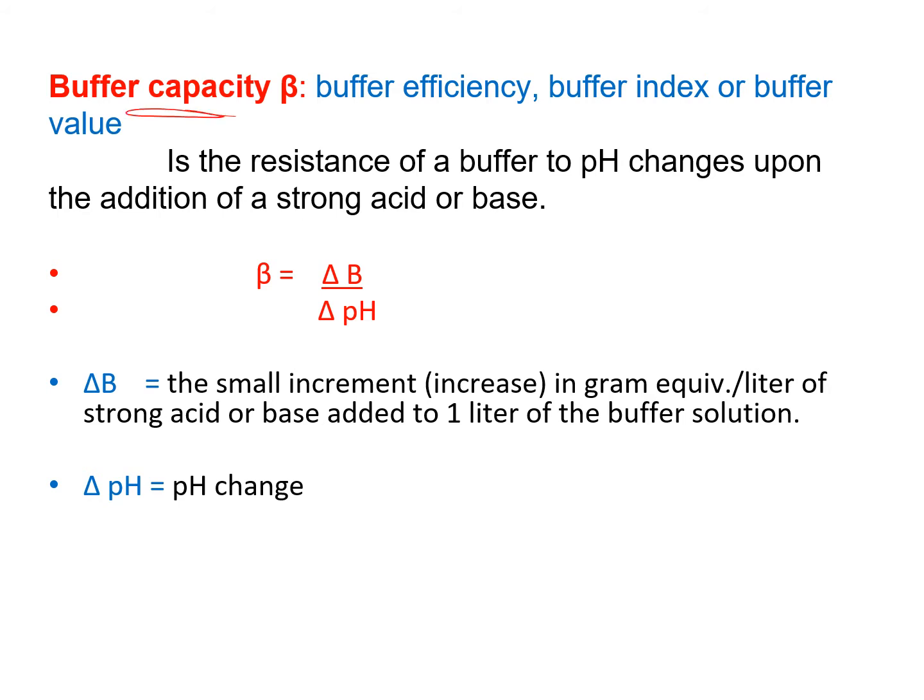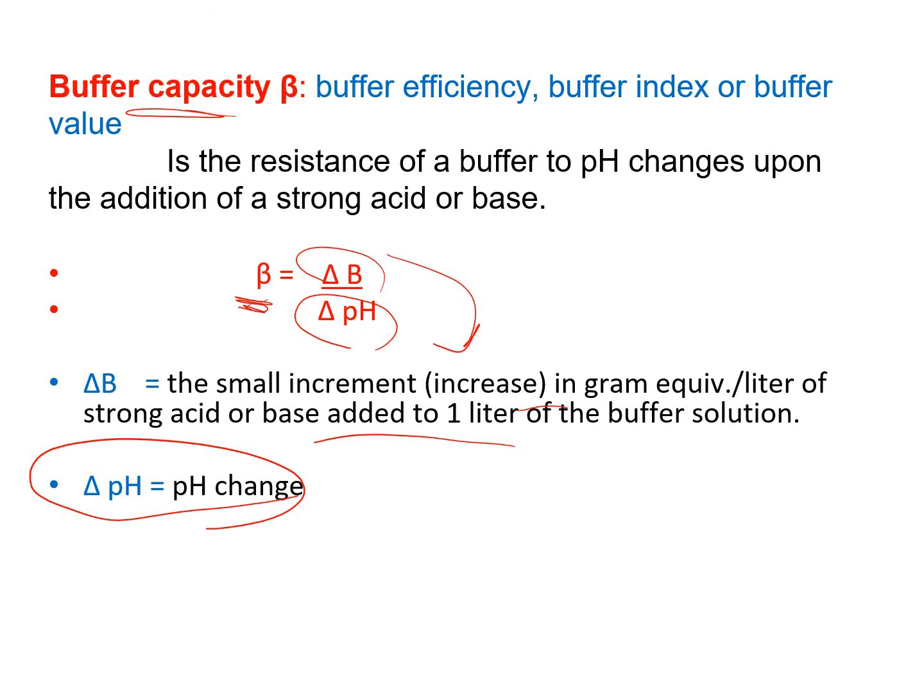Some buffers have high buffer capacity or high beta, and some buffers have low buffer capacity or low beta. So the buffer capacity equation is beta equals delta B over delta pH. Delta B is the amount of base or acid added to 1 liter of buffer solution, and delta pH is the pH change. When you add much acid or base and pH is not changing, delta pH is very small, from 7.2 to 7.3, it means that the buffer capacity is very high and that could be ideal to stabilize our drug.